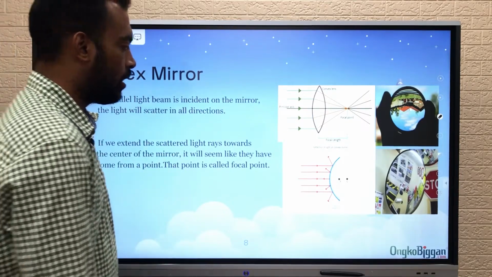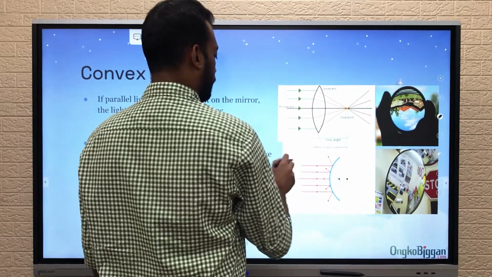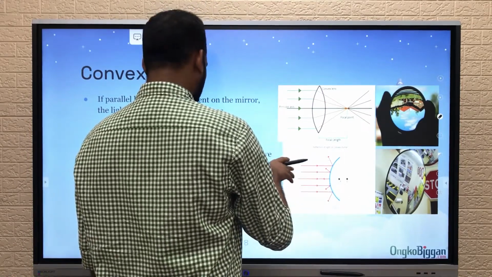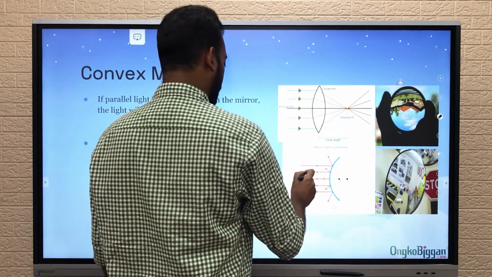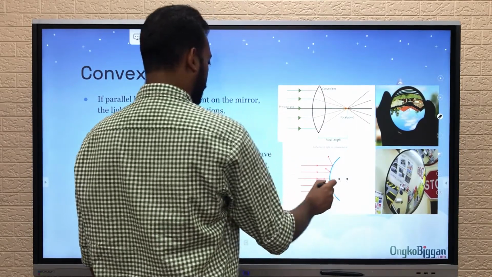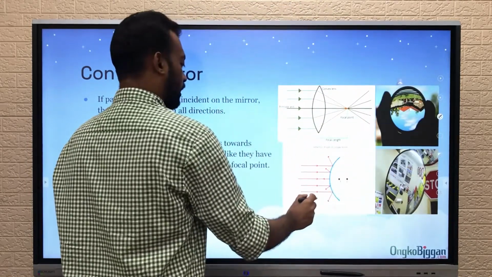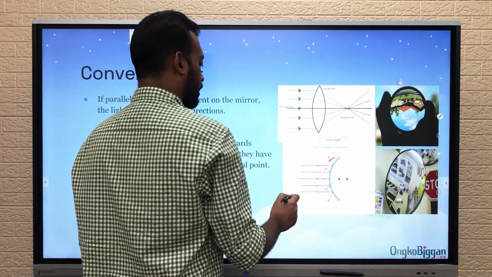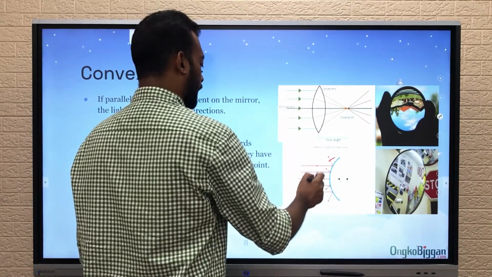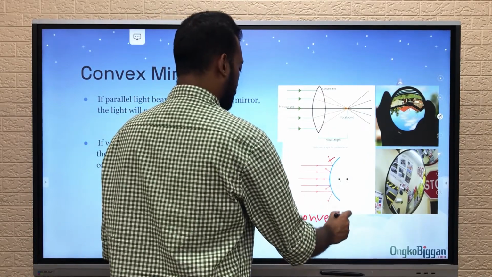all directions. Light is coming and falling in this direction. This is the beam of light. Remember, these red colored things are the beams of light. As it is falling on this portion of the mirror, we call it a convex mirror.